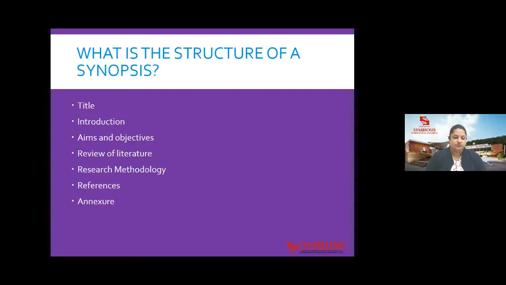So, what is the structure of the synopsis? It mainly includes the following headings: title, introduction, aims and objectives, review of literature, research methodology, references, official requirements and annexures.